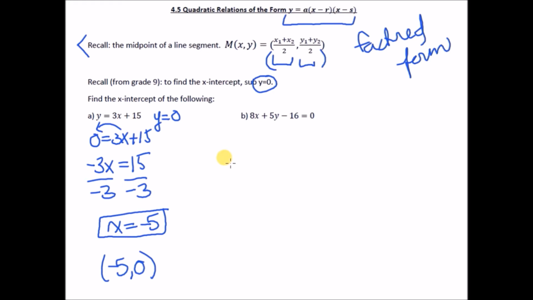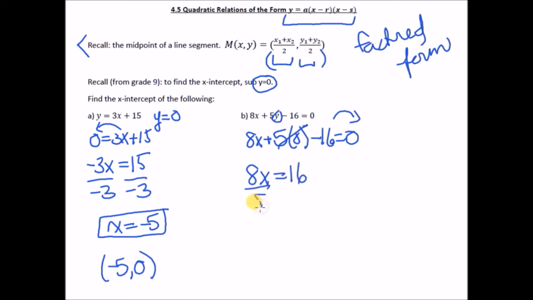Okay, one more practice. To find the x-intercept, we sub y equals 0. So we sub this y equals 0, and that y term now just goes away. We get 8x. Let's bring this negative 16 over. We get positive 16. Divide both sides by 8, and we get x equals 2. So our x-intercept is 2, 0.